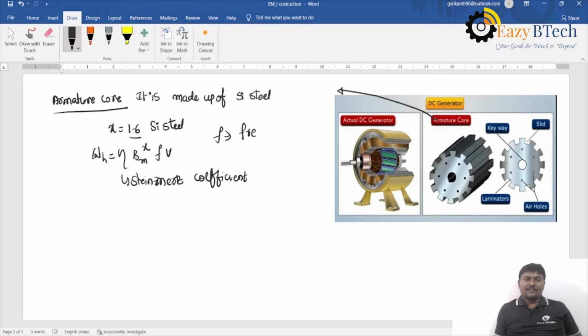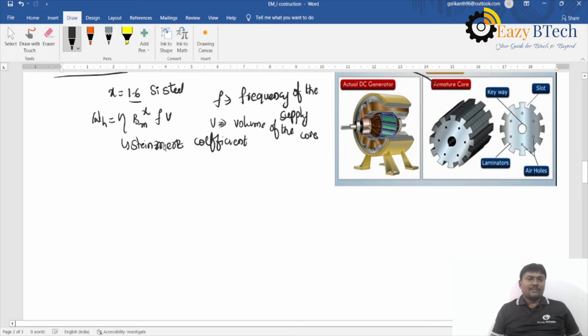Steinmetz coefficient, and f is the frequency of the supply, where V is the volume of the core.